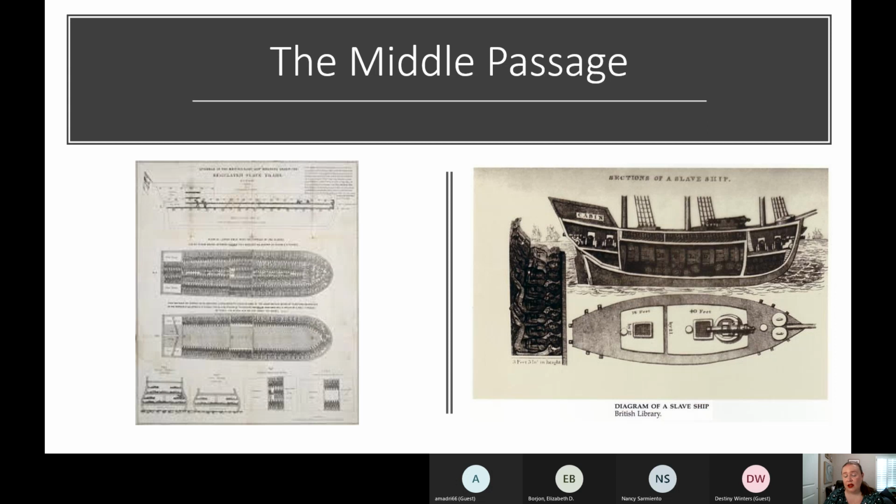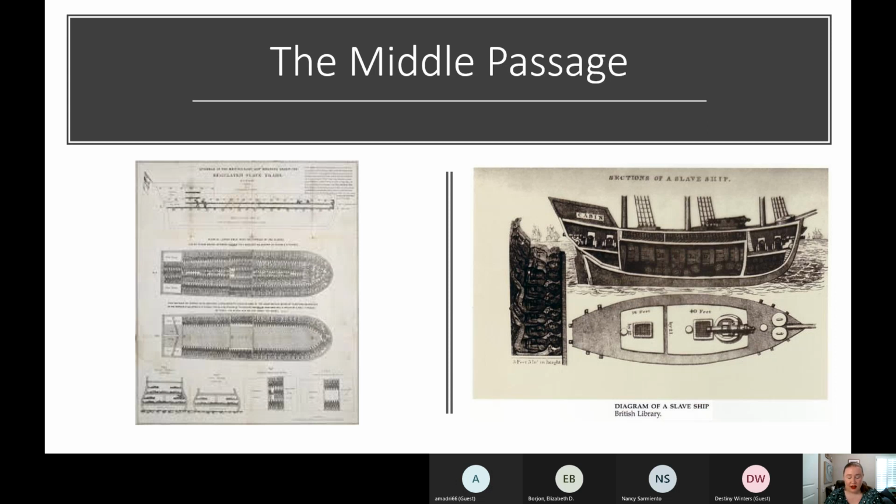The conditions that Africans endured in these slave ship cargo holds were horrific. In most cases, they did not have enough room to even sit up. The clearance space oftentimes was like this when they were lying down. Many times they did not have any space to do things like get up and go to the bathroom. The food that they got was very minimal.